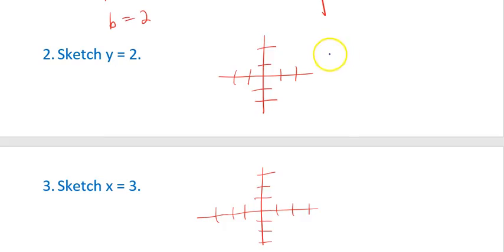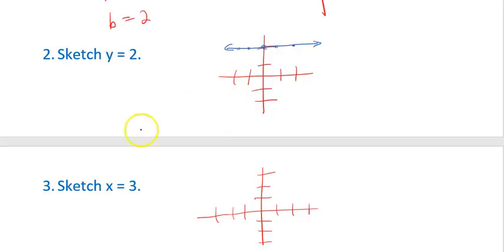Our next two examples are our special cases. And so if you'll remember, when y equals 2, that is a horizontal line, and all of the y values on that line should be at 2. So if I go to y values of 2, I can think about points here. All these points have y value of 2, so that kind of tells me where my horizontal line is going to be. And so there is my graph.